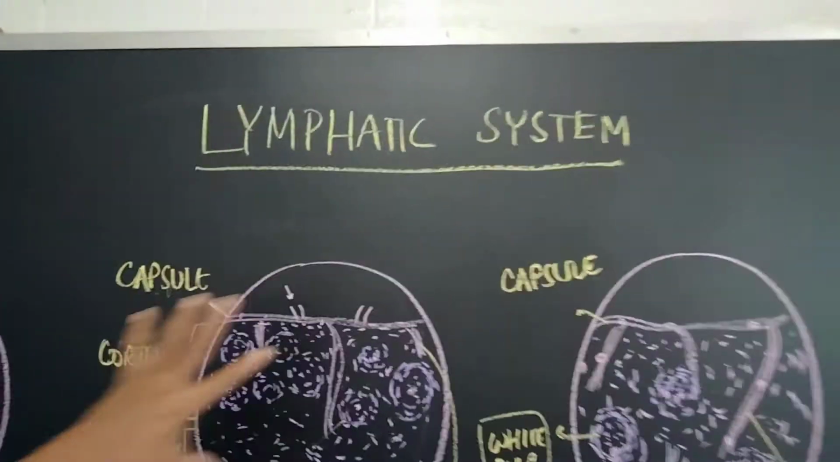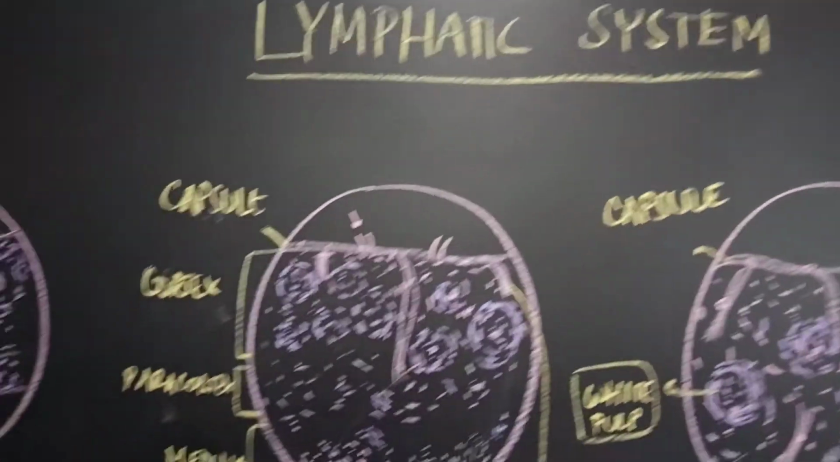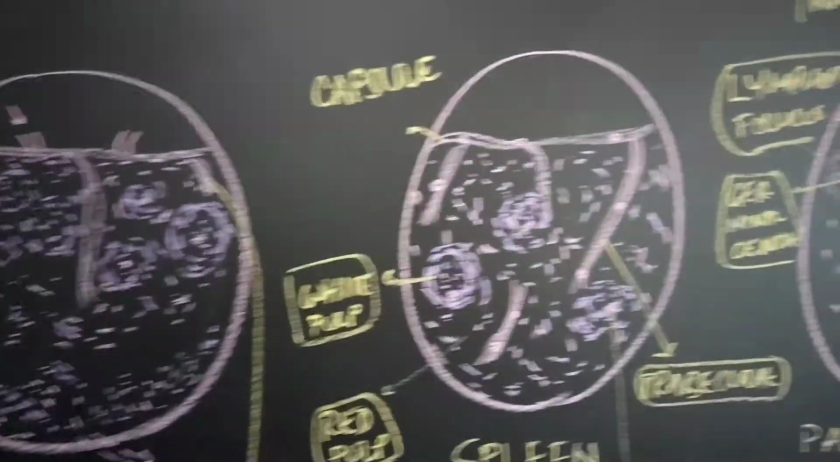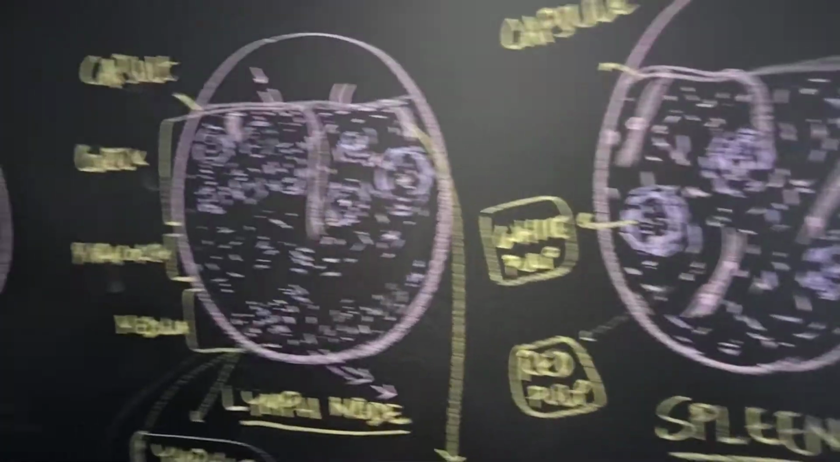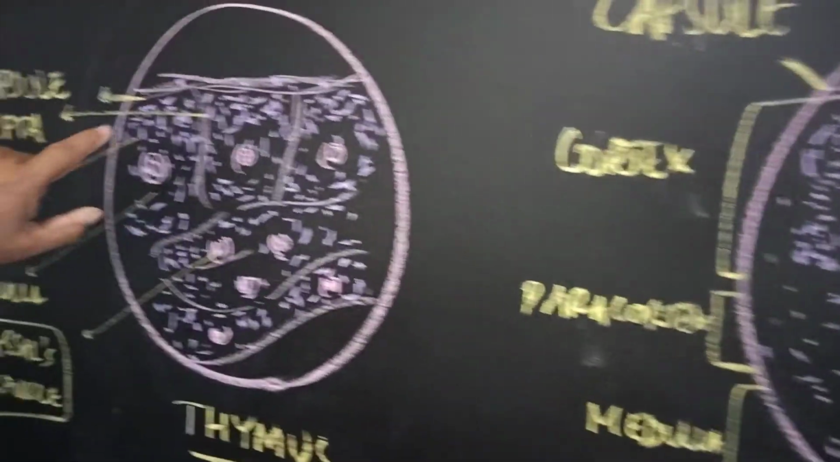This is the lymphatic system, which has 4 slides: thymus, lymph node, spleen and palatine tonsil. First we will see the individual features, then we will compare. First, coming to the thymus.